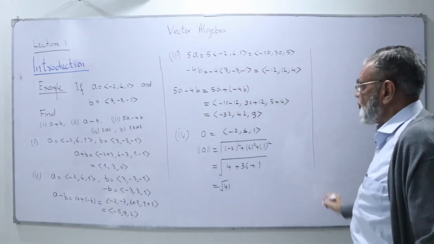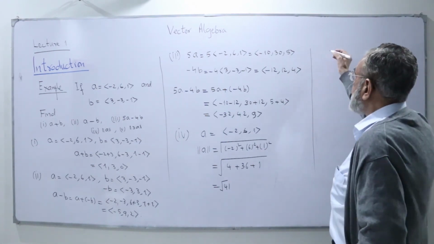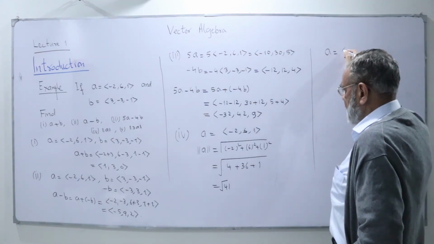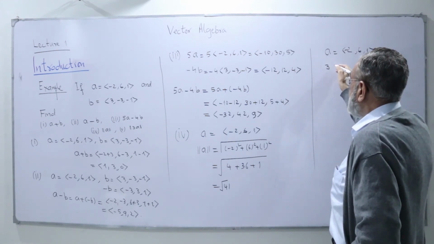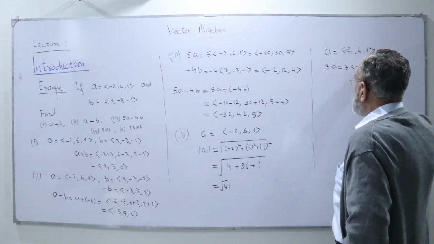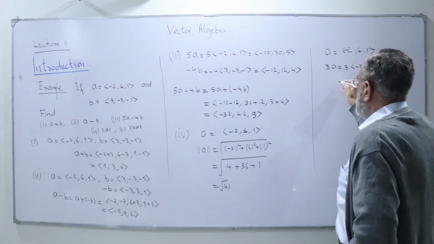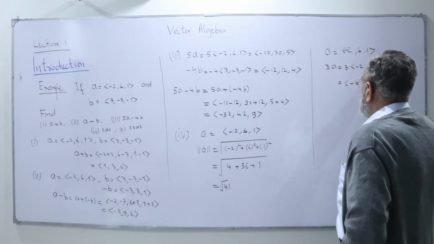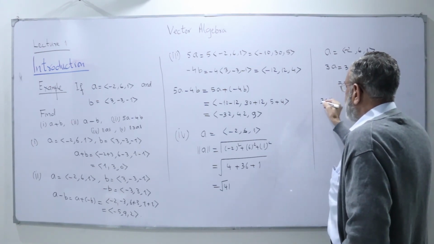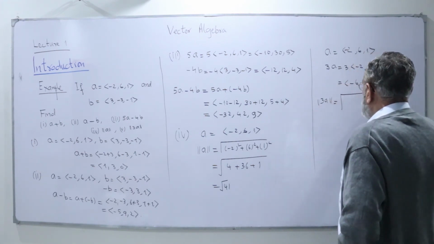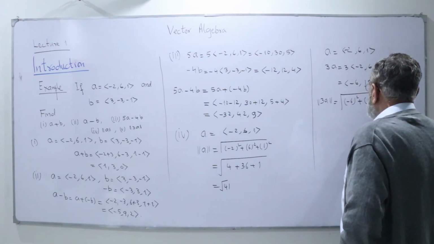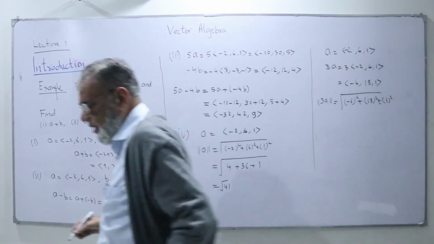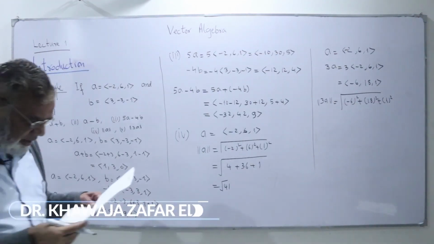So the next one is I want to find the magnitude of vector 3a. My a is equal to minus 2, 6 and 1. I want to find 3a. So my 3a is 3 multiplied by minus 2, 6 and 1. I just multiply it. We get minus 6, we get 18, we get 3. So the magnitude of 3a is the square of each of them: minus 6 whole square plus 18 whole square plus 3 whole square. We just take the square of this and add it, and we'll get the result of this one.